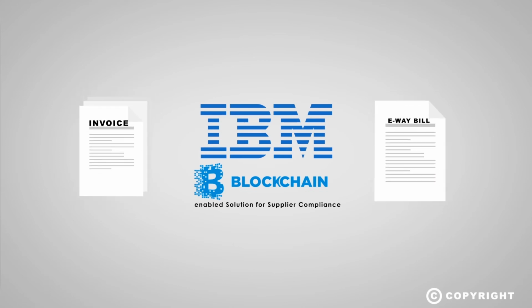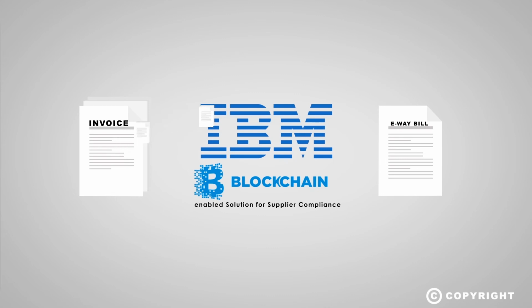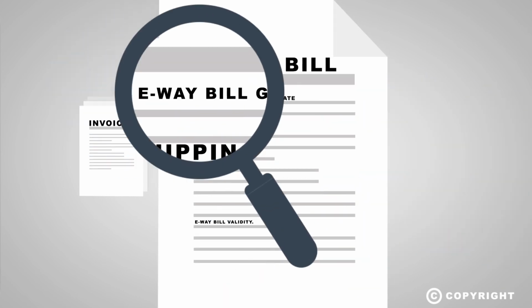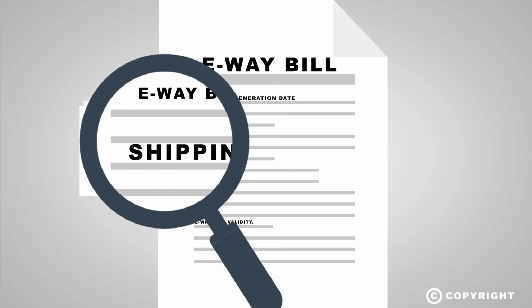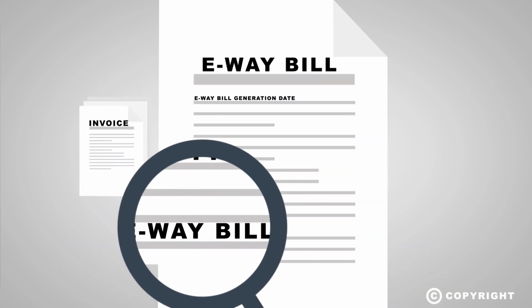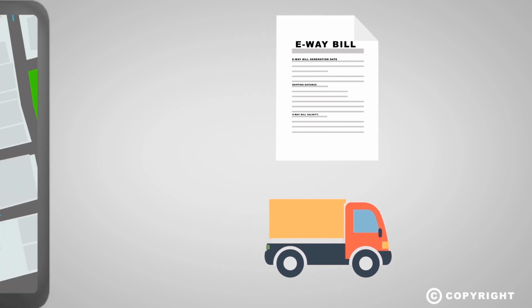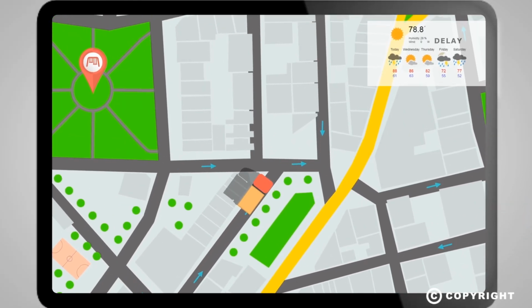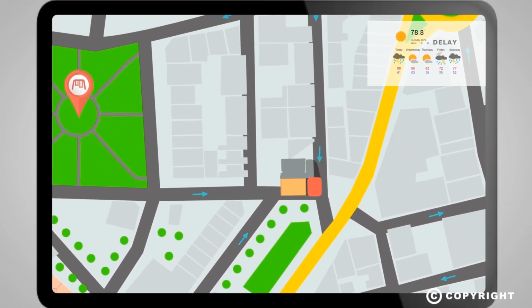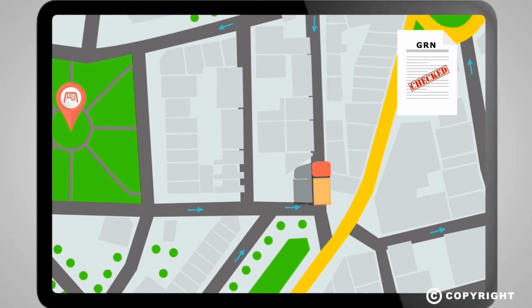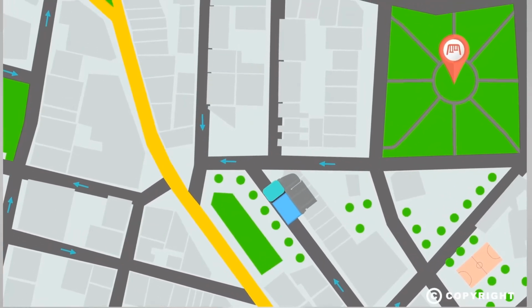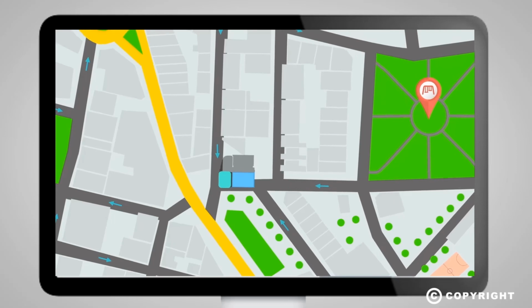Invoice information captured on the blockchain along with transporter details is used to pre-populate the e-way bill, which can be used to generate the e-way bill. The solution can track the e-way bill generation date, shipping distance, and e-way bill validity, and updates from the logistics provider on shipping status to flag potential delays. Thus, the solution helps with end-to-end compliance on the requirements of both GST and e-way bill.